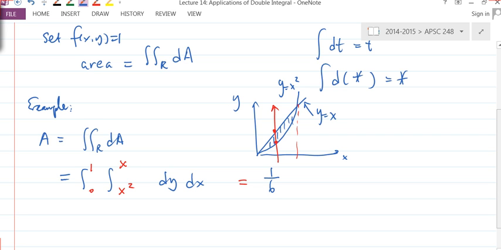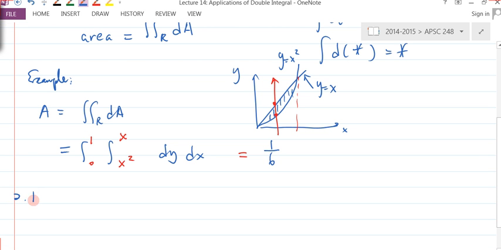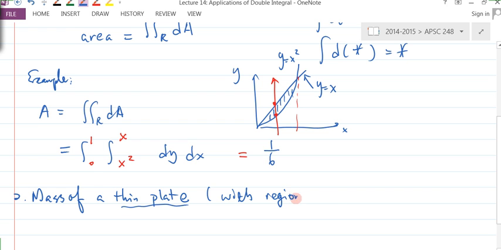So that's area. The next simple application is mass. Particularly, let's say it's the mass of a thin plate. And the thin plate, essentially what we're saying, is the plate is defined by a region R. So this region R represents essentially the thin plate.